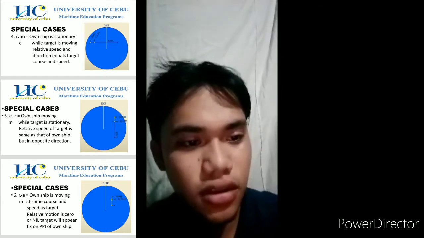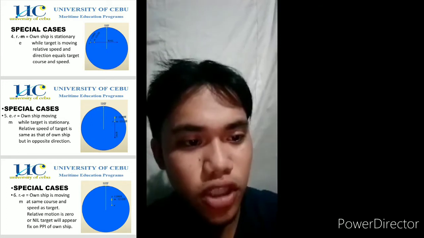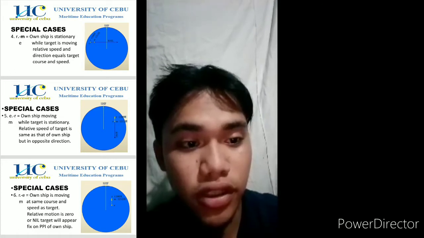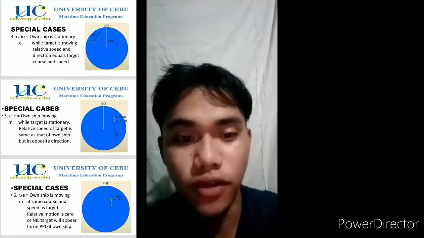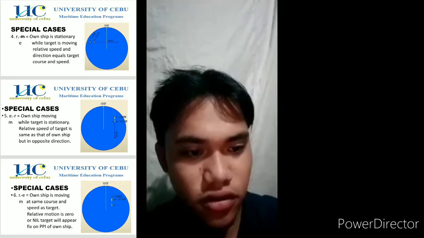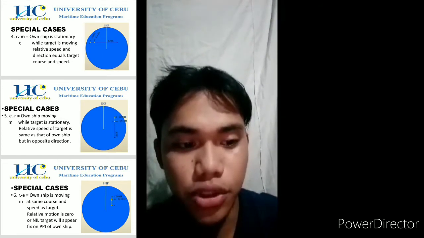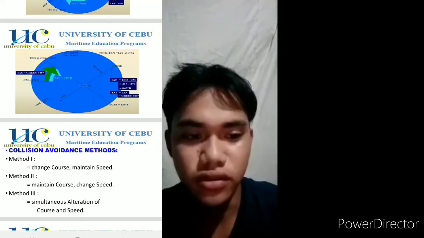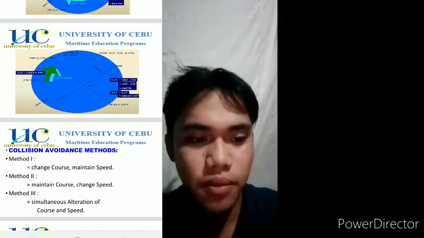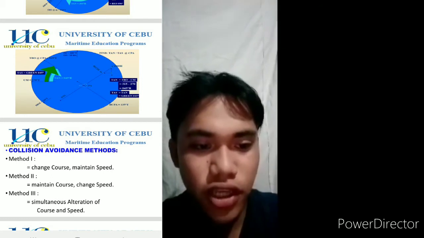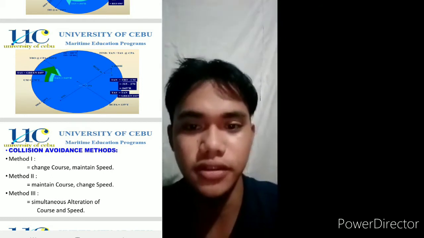Special cases. ERM: own ship course same as target ship, but target ship is faster than own ship. Speed and direction of relative movement is equal to that of target ship. EMR: own ship course same as target, but own ship speed is faster. Relative movement direction is opposite to that of own ship. Collision avoidance method. Method 1. Change course and maintain speed. Method 2. Maintain course and change speed. Method 3. Simultaneous alteration of course and speed.